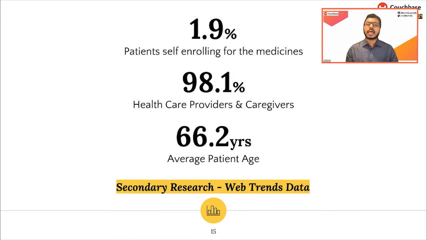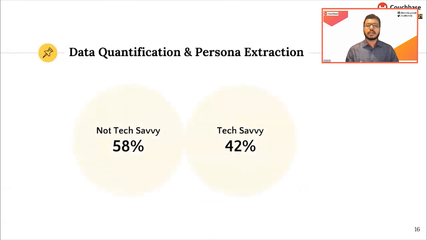And then the other interesting aspect which we came to know was the average patient age, which was 66.2 years. So we could also learn that heart failure, right, will typically happen to a person who has aged, the elderly population, not youngsters and other people. So looking at the data, we sampled out the set, and we spoke to around 90 actual patients who were having heart failure. And when we harmonized the data, we found out that almost 42% of the population was tech savvy and 58% was not tech savvy.